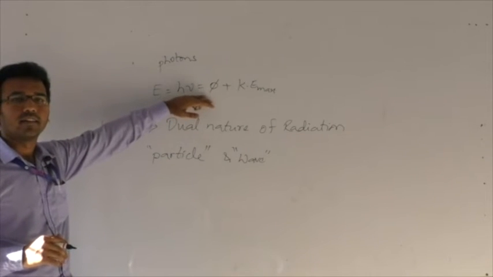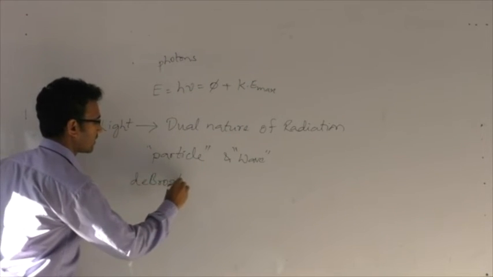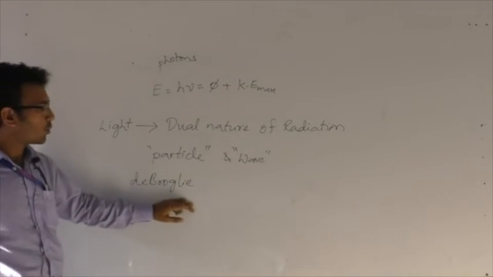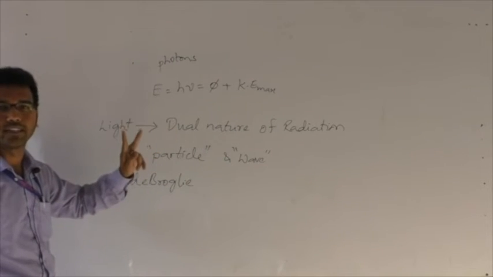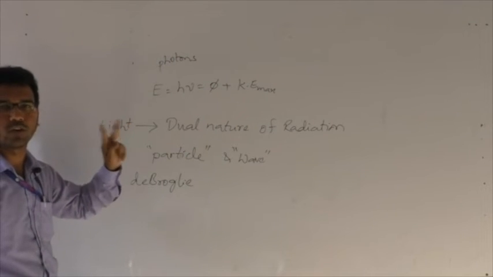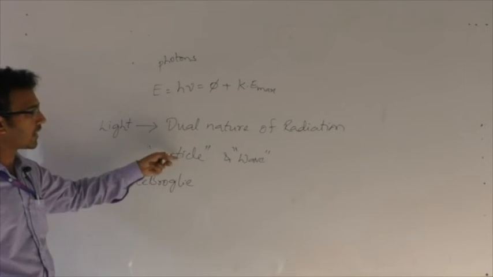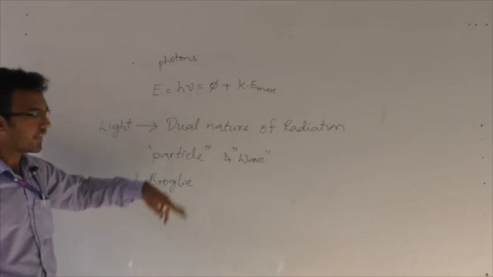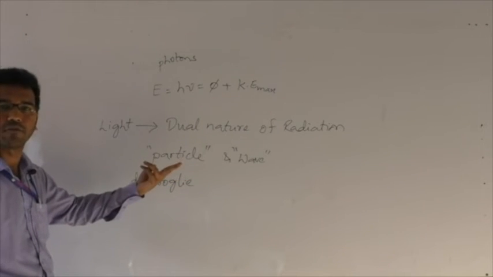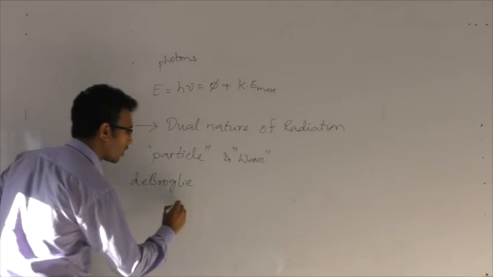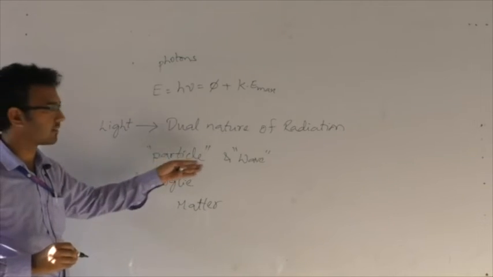Then, another scientist whose name was Louis de Broglie gave a new suggestion. The whole universe is made up of two entities, one is light, another is matter, only two entities. Since light is behaving both as a particle as well as a wave, he gave a proposal that matter should also behave in the same way, which means matter should also behave both like a particle as well as a wave.